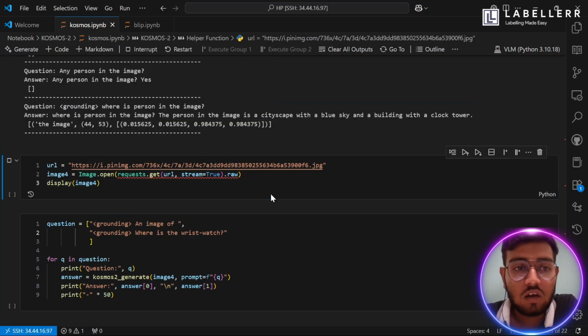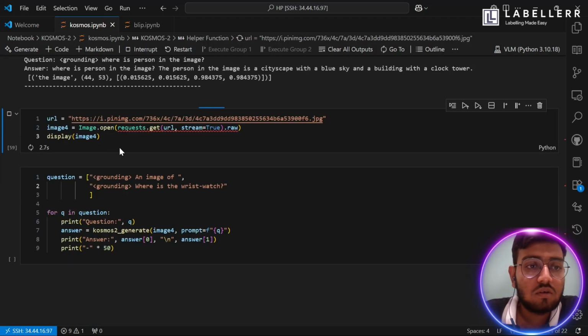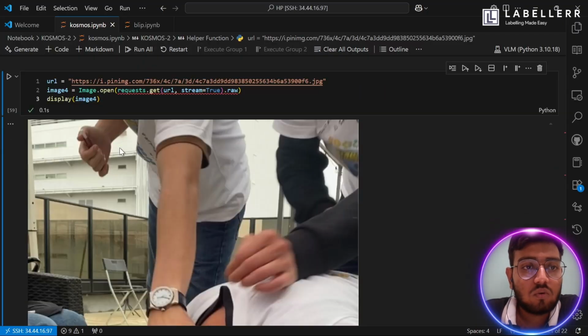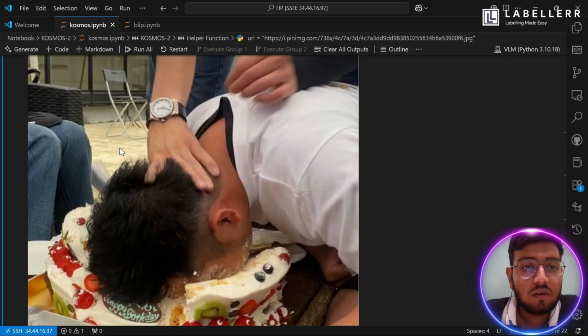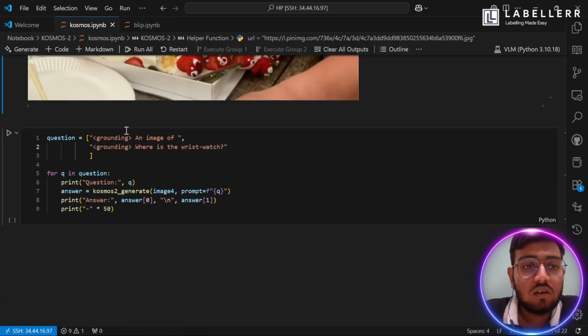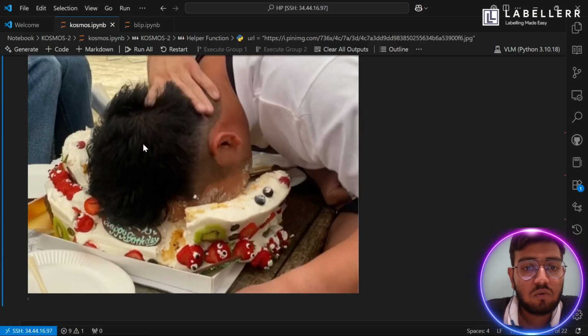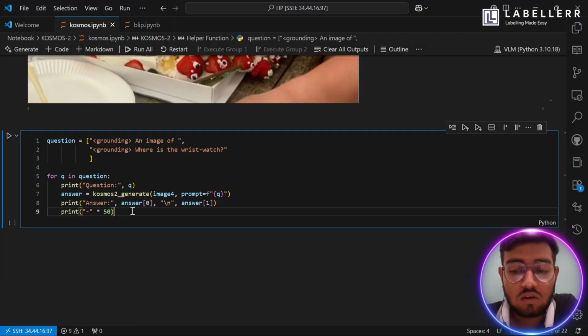Let's take another and our final sample image. This is a funny image of a boy whose face is smashed in a cake. Let's run these two questions: an image of, and where is the wristwatch? This is the wristwatch I'm talking about. Let's run the model.